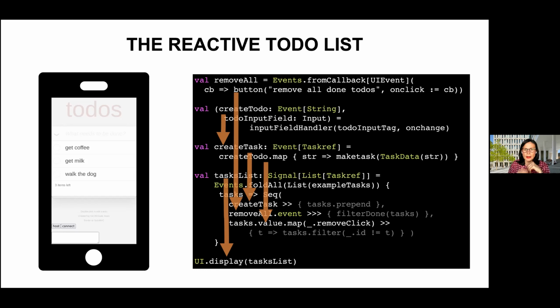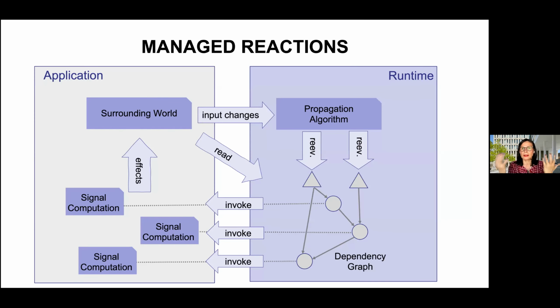Now, what makes this possible, these managed reactions or managed data flows, is behind the scenes the so-called dependency graph. So the REScala compiler turns all these signal computations into nodes in a dependency graph. And it's the runtime that manages this dependency graph. Any change that comes from the outside world goes through the propagation algorithm, which then starts re-evaluating all nodes in the graph that depend on that change. And every time a node is re-evaluated, then the user-defined signal computations are executed, eventually having effects on the external world again.